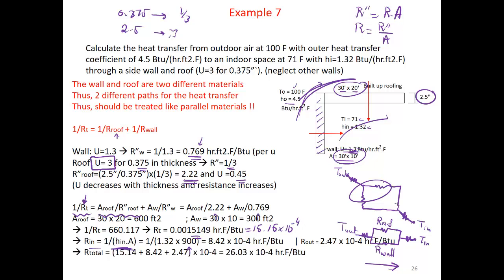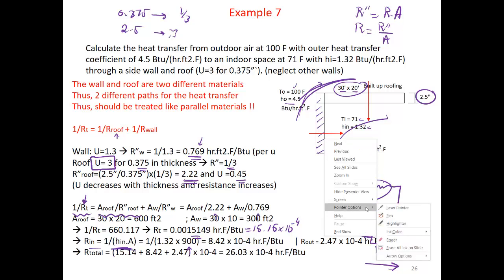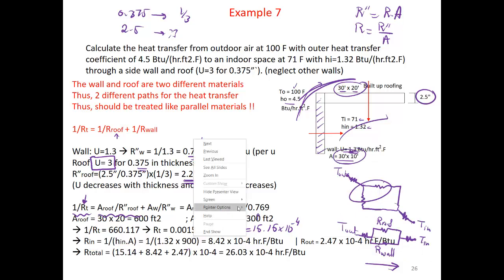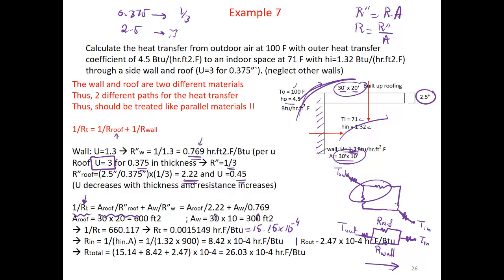So now the final total resistance becomes equal to 15.15 plus 8.42 and 2.47 times 10 to the negative 4. That will be 26.3 times 10 to the negative 4. So we need to find Q now. That will be 100 minus 71 divided by that value, and we'll get 11,141 BTU per hour. Or you could find the U value, but there's no need for that.